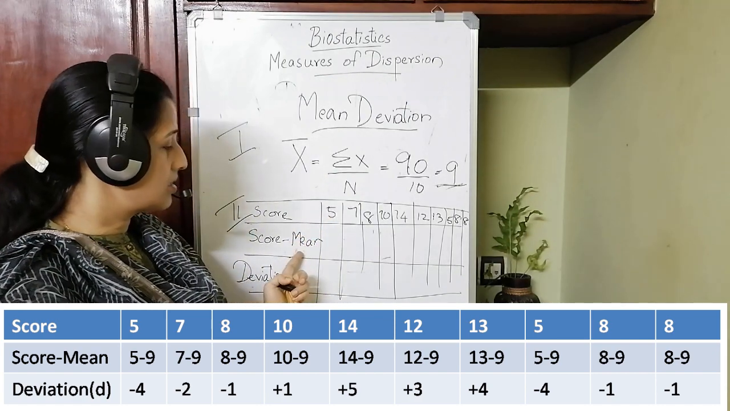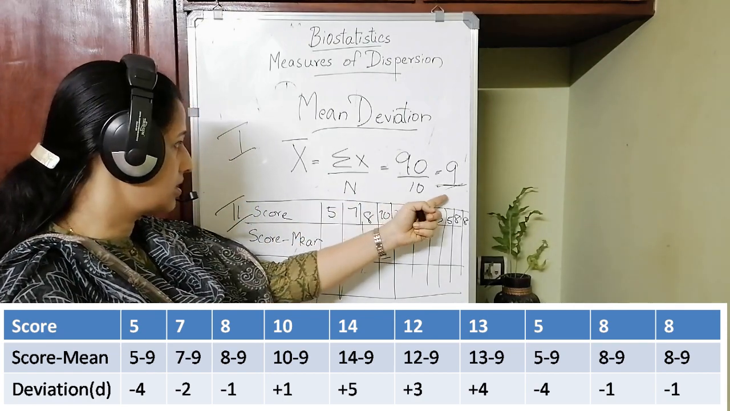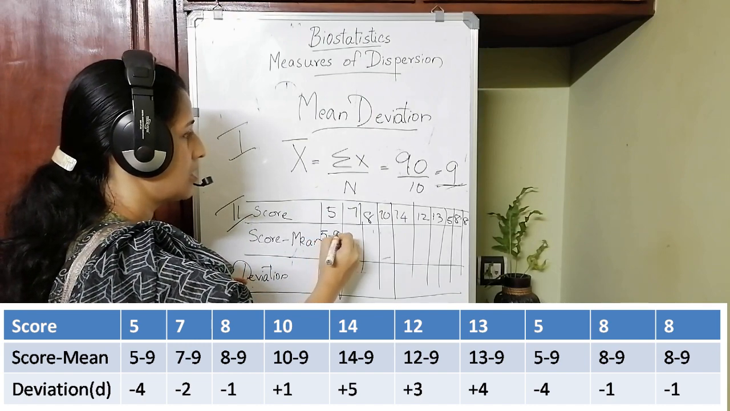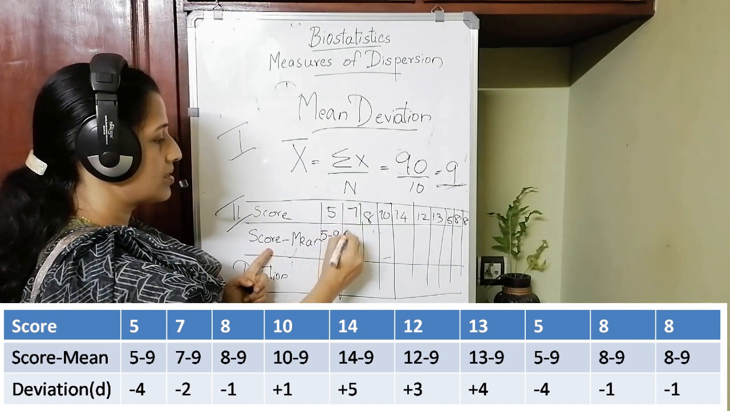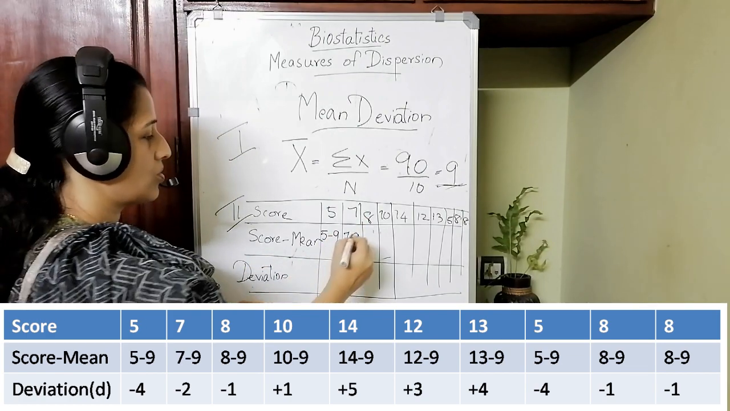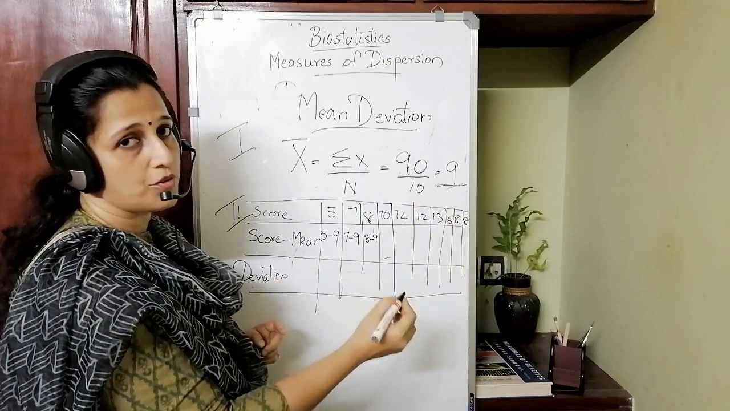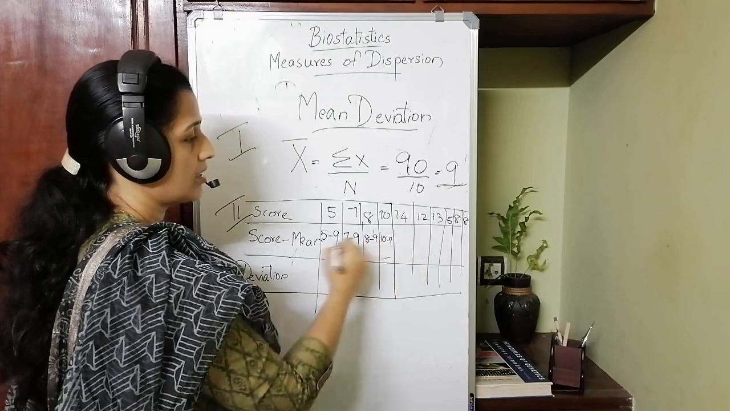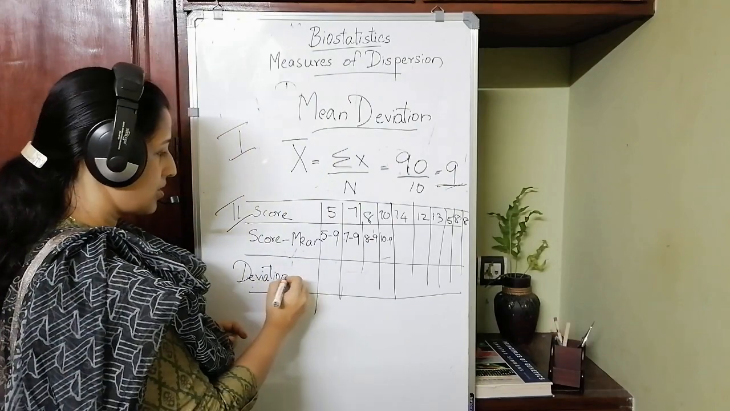And in the next column, what you have to do is subtract. That is, here score 5 minus 9. In this column score is 7, so 7 minus 9. Here score is 8, so 8 minus 9. 9 is the arithmetic mean which we have already calculated. Then likewise 10 minus 9 and go on. You have to complete the table. It's shown here, and this is what is deviation.